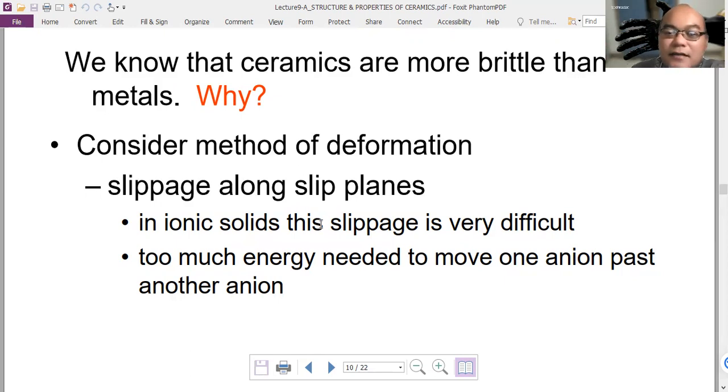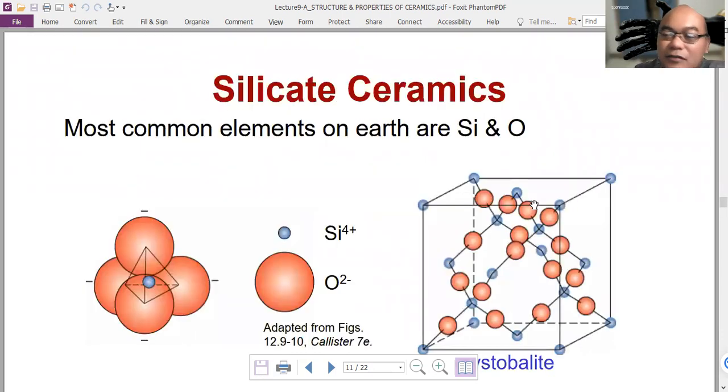So that is why slippage in ceramic is not easy. And this also makes ceramic very strong, meaning they usually have a very high Young's modulus. They are difficult to bend and difficult to deform. But when you apply larger and larger force, eventually you go above a certain threshold and it will just break without any deformation. So this is what we call brittleness.